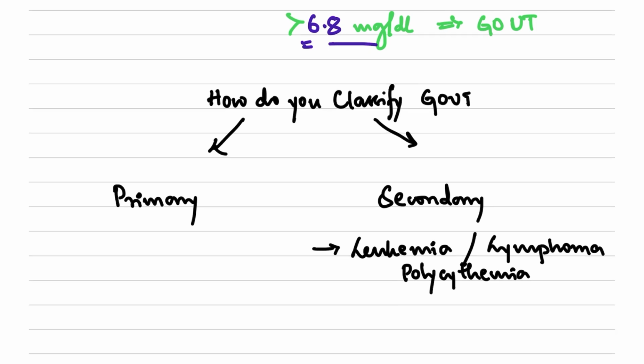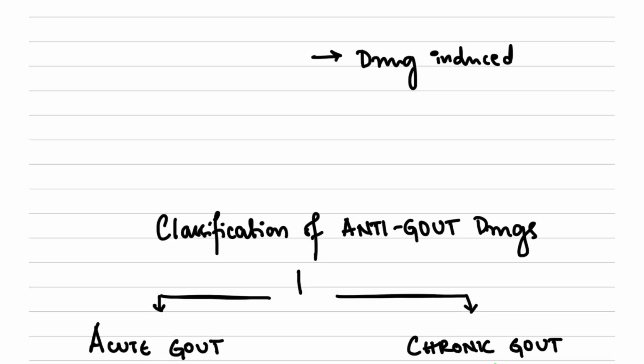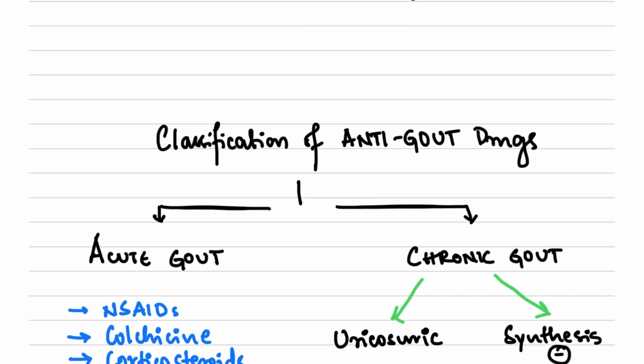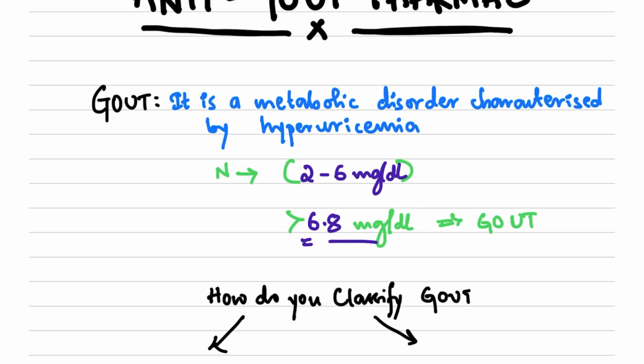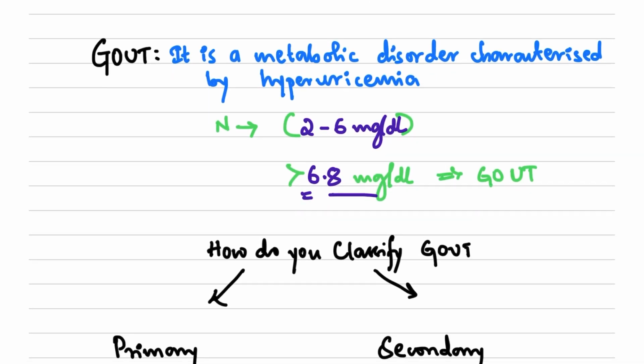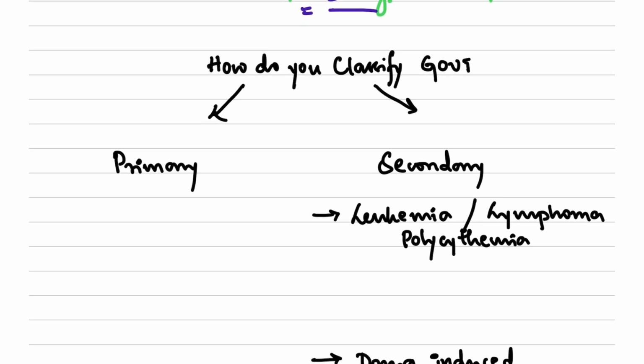So firstly we'll go over the basics of gout, and then we'll follow it by the classification of anti-gout drugs and what are the drugs used in anti-gout pharmacology. So welcome guys, welcome to the whiteboard doc. So how do you classify gout? Gout can be primary or secondary.